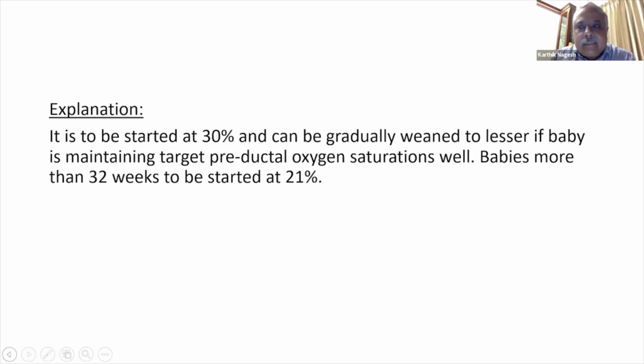So, basically, this is what Dr. Anand and Dr. Priyadarshini and I were discussing, that you start at 30% and you can bring it down if the saturation is maintained well. The target saturation for a preterm baby should be how much? Any of you can unmute and tell me? 90 to 94. No. That is when the baby is stable in the NICU or when you're ventilating or doing CPAP or respiratory supports are being given.